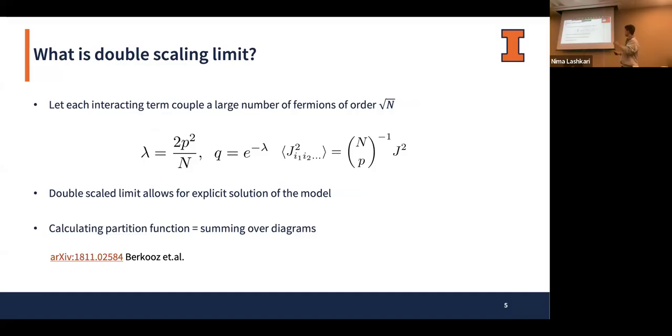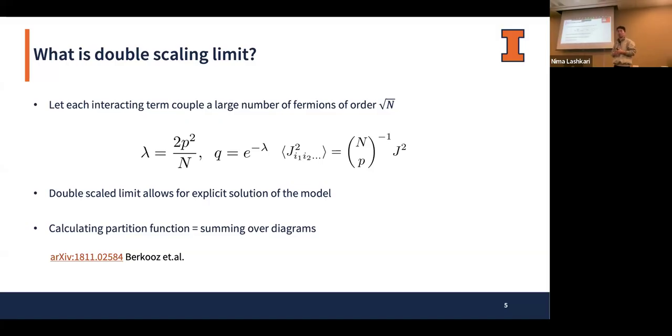I'm just repeating the normalization which is used in this paper. In this paper, the authors specifically choose this normalization scheme. And the point is that if we choose this normalization scheme, then there is some kind of simplification when you calculate the partition function via color diagrams.